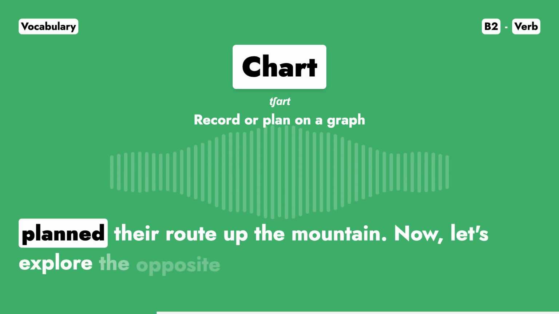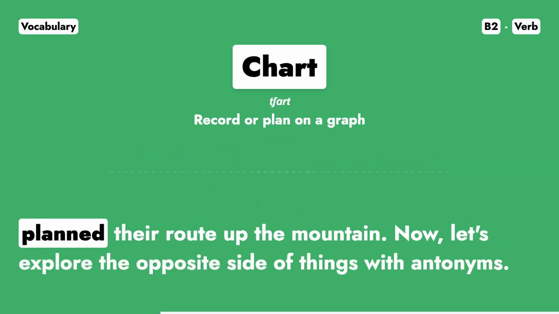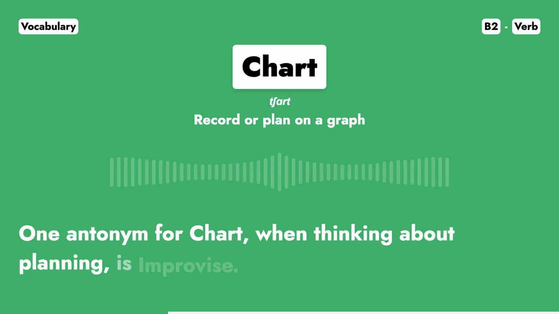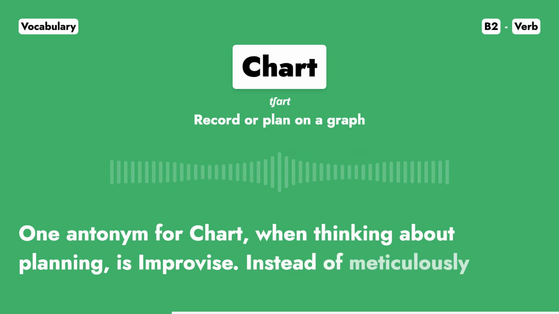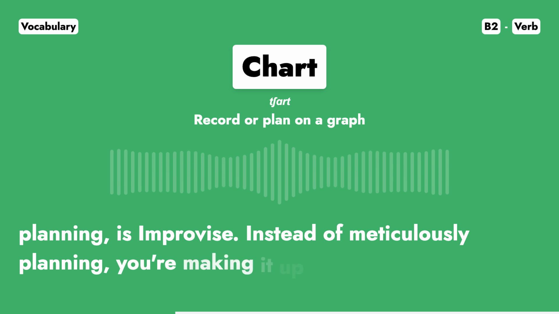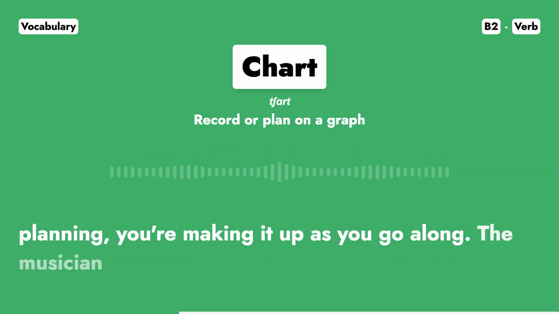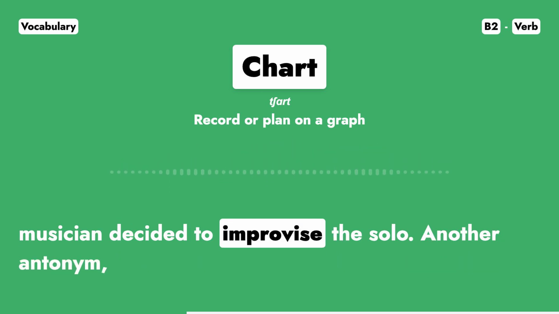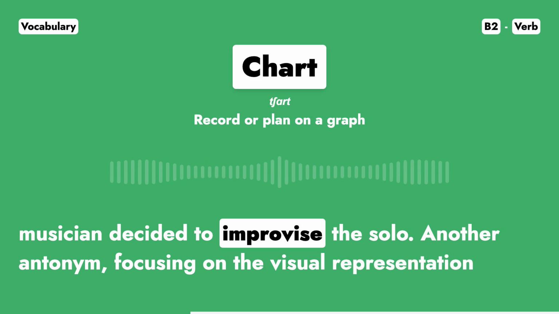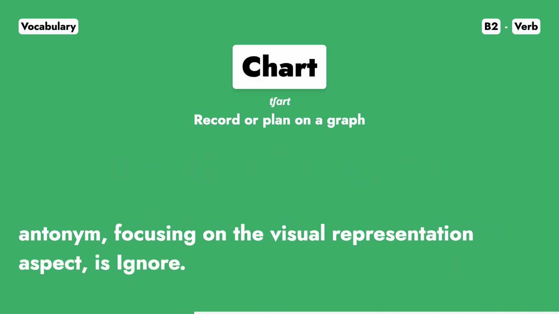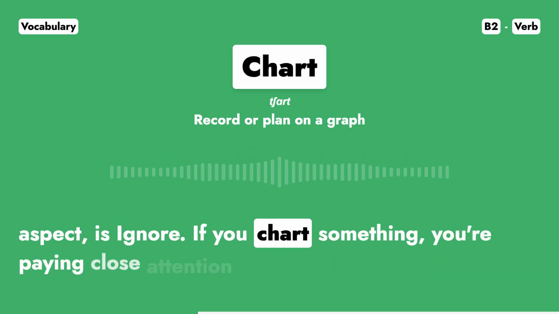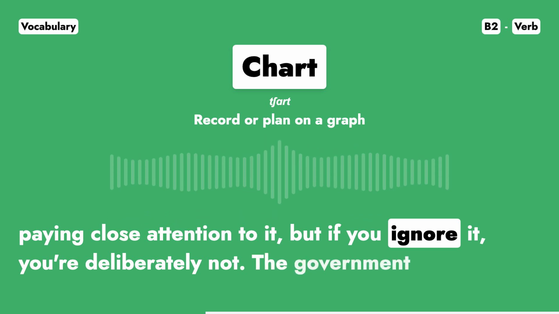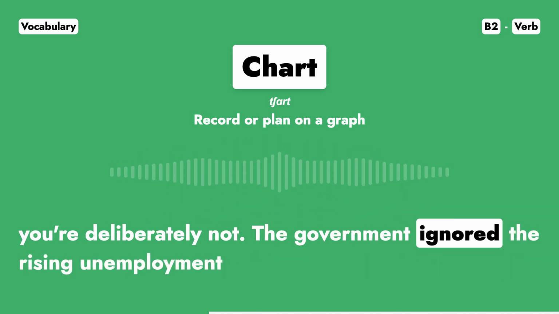Now, let's explore the opposite side of things with antonyms. One antonym for chart, when thinking about planning, is improvise. Instead of meticulously planning, you're making it up as you go along. The musician decided to improvise the solo. Another antonym, focusing on the visual representation aspect, is ignore. If you chart something, you're paying close attention to it, but if you ignore it, you're deliberately not. The government ignored the rising unemployment rates.